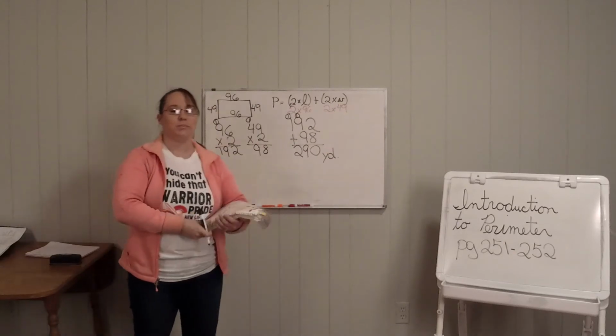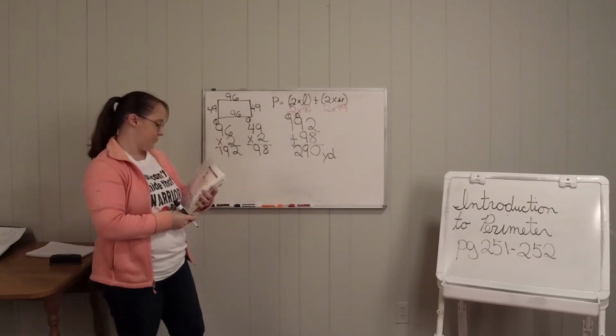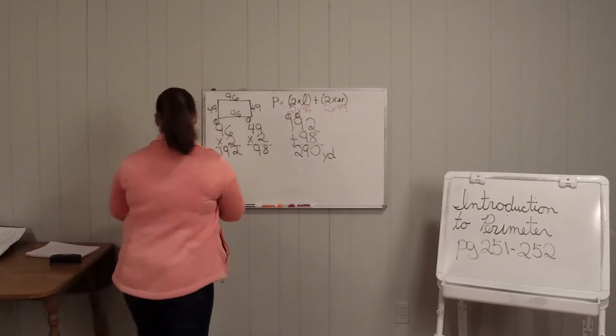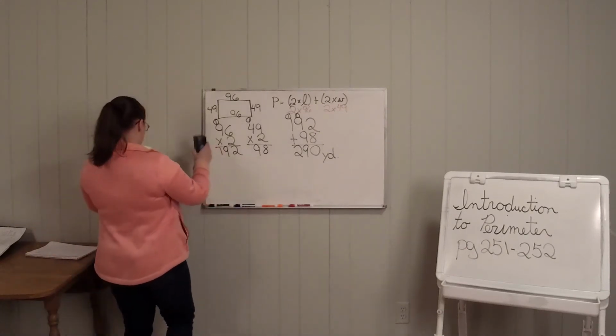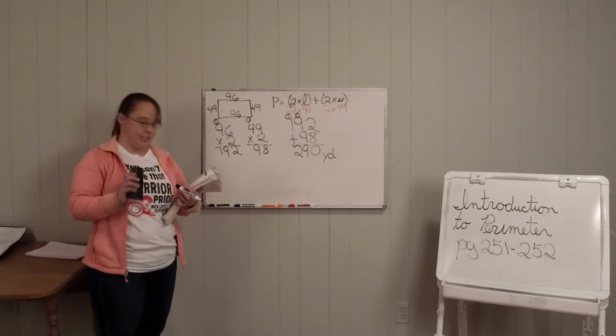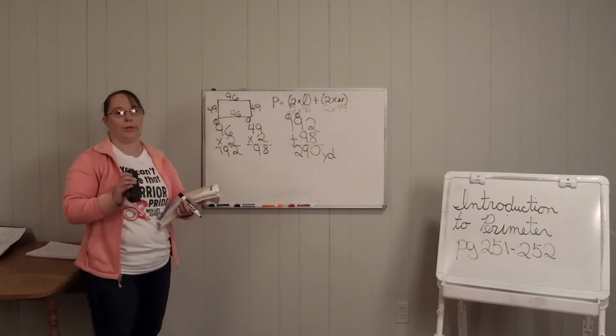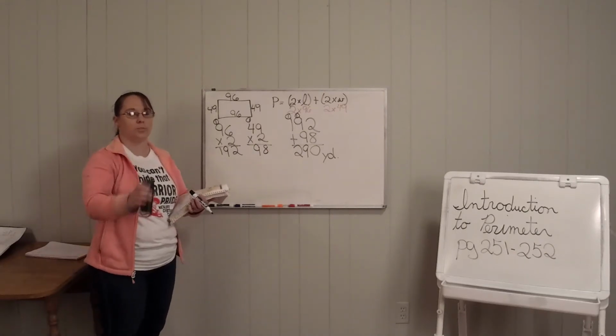So perimeter shouldn't be too hard. And that was actually 1A that I just did on page 251. That's why I always tell you the page number I'm on first.